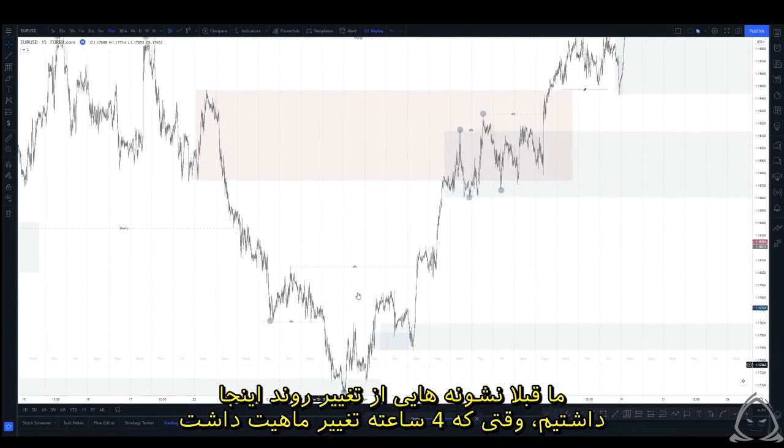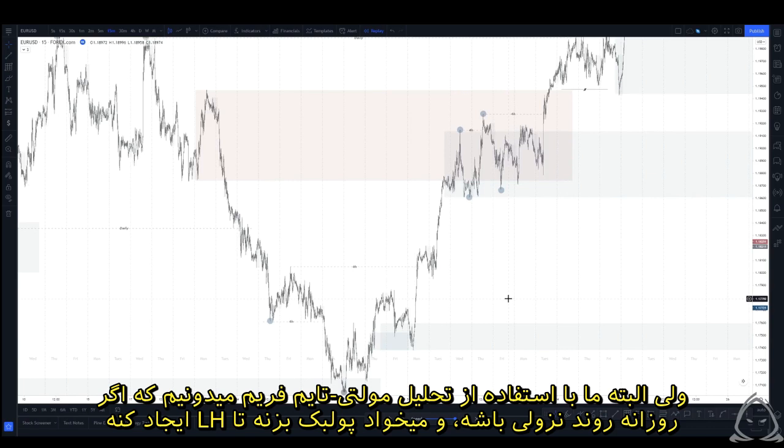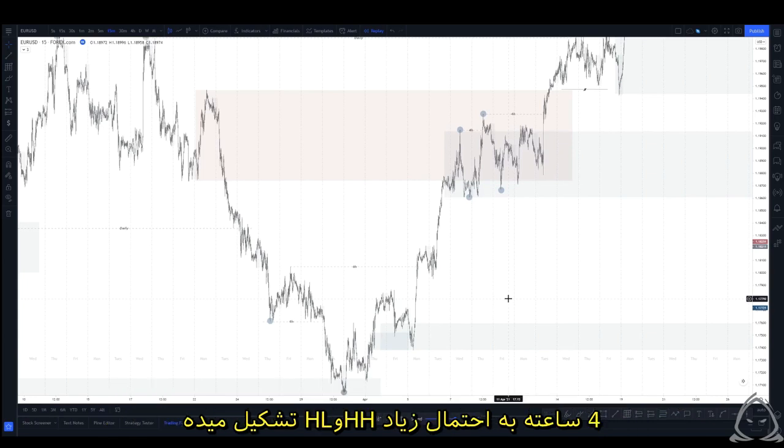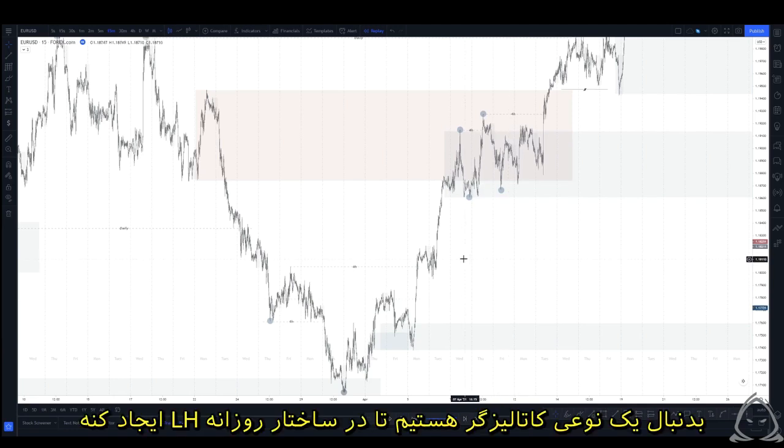We already had that indication down here when the 4 hour started to change character. But of course we know with multi-time frame analysis that if the daily is on a bear trend and is starting to pull back to form a lower high, the 4 hour can more than likely put in higher highs and higher lows before we see that new lower low being formed on the daily chart. We're looking for some sort of catalyst between daily structure in this case to form a lower high.